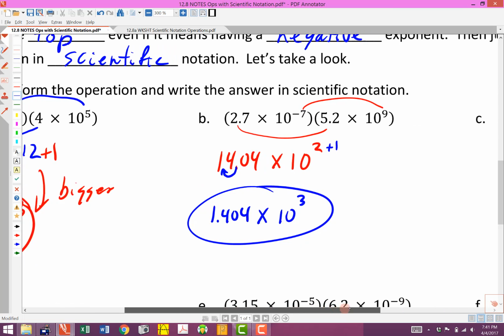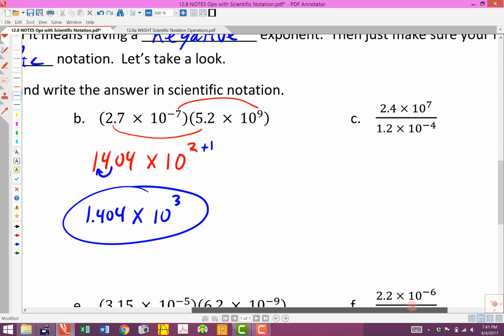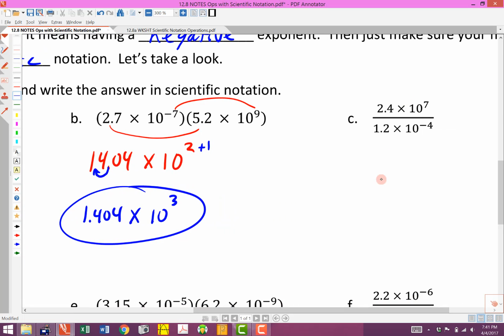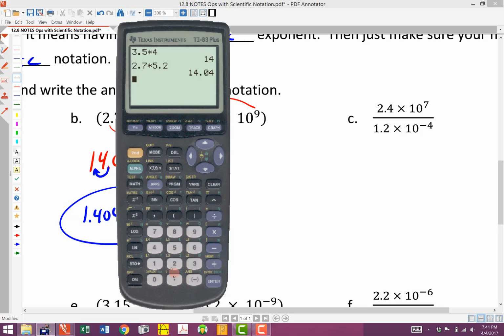So hopefully you're getting the hang of this. We're going to take a look at a couple that involve division, maybe some bigger numbers. Let's go ahead and take a look at this. This may be something that you can do in your head, 2.4 divided by 1.2. Just for the heck of it, let's double check and make sure.